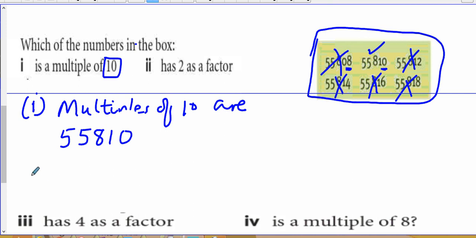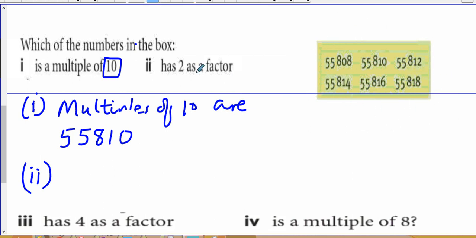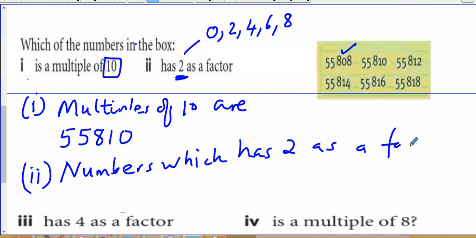Okay, so I'm done. Then I go to Roman 2, let us try to go quickly now. We already understood what to do if a number has 2 as a factor. To remind you, a number has 2 as a factor if the last digit is either a 0, 2, 4, 6, or 8. So we write numbers from the box which have 2 as a factor. Those numbers are, the first one is 5, 5, 8, 0, 8.